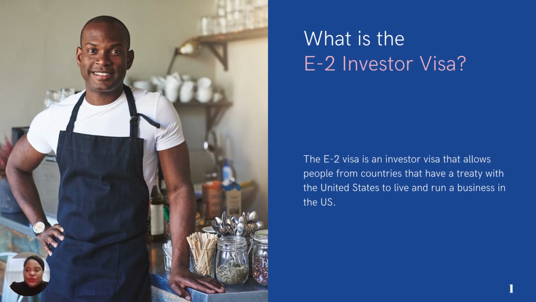So what is the E2 visa? The E2 visa is an investor visa that allows people from countries that have a treaty with the United States to live and run their business right here in the US. So countries like Canada, Mexico, Italy, Jamaica, China, and Cameroon are countries that are eligible for an E2 visa.